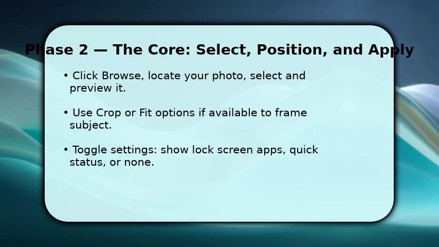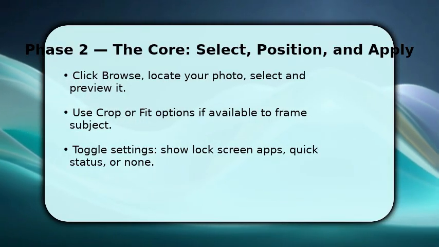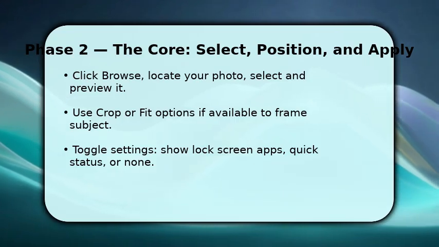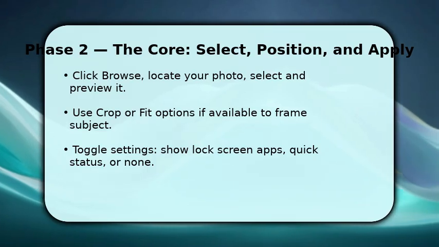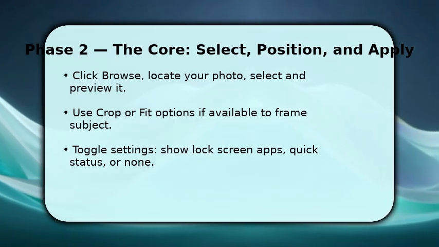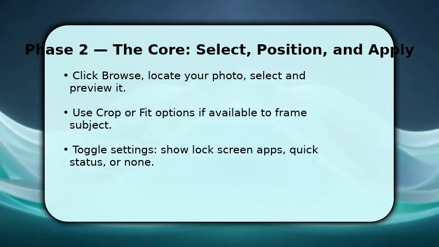Apply the change by pressing Choose Picture or Save, then make sure to toggle any lock screen app status you want visible. You should test by locking the laptop briefly. Press Windows key plus L to verify framing and legibility before you proceed.